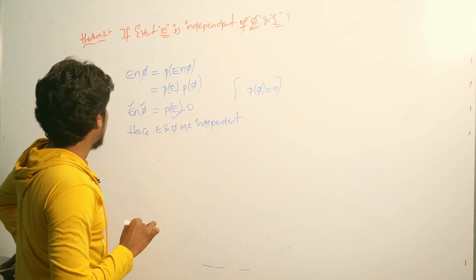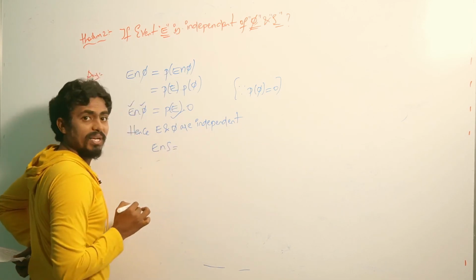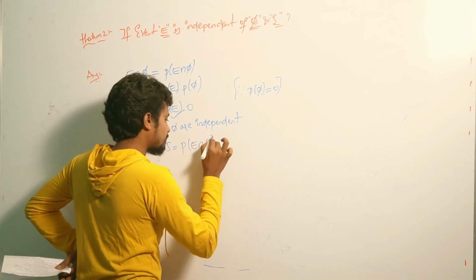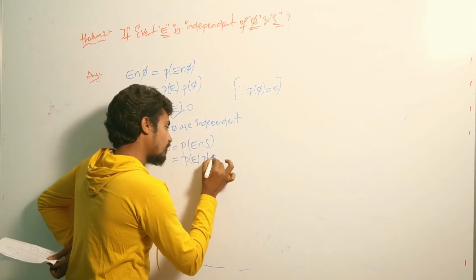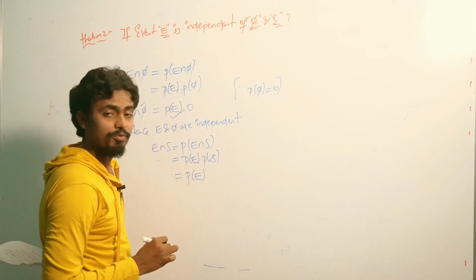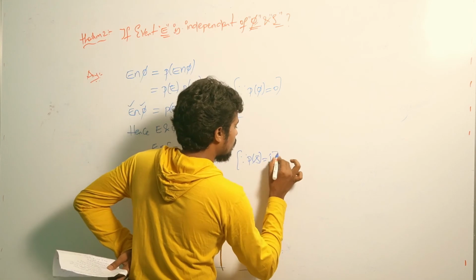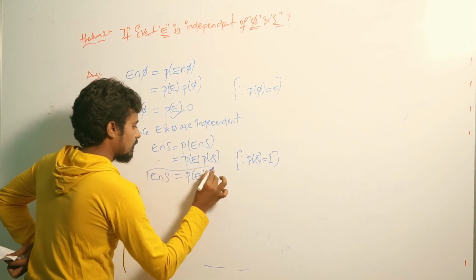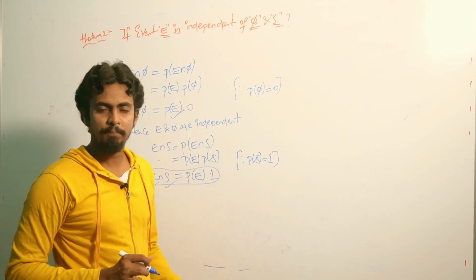Similarly, if you see E intersection S, if you apply the probability for this, this will be the P of E intersection S, which is the P of E into P of S. P of S is equal to 1. So P of E into 1 is the E intersection S. Hence, this E and S are also independent events.